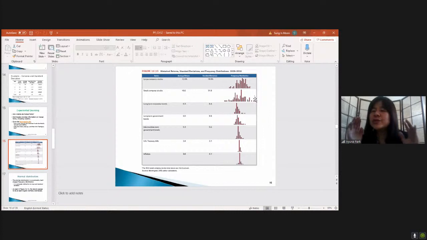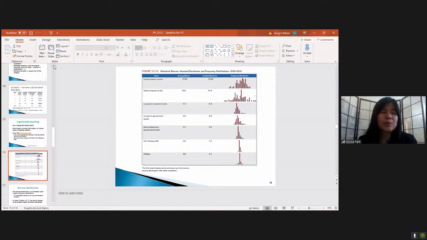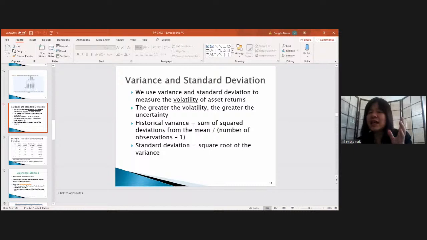So how to measure the risk, how to quantify risk in an investment? Financial economists found that we can use the standard deviation of the return distribution to measure risk. That's the idea you are learning in this chapter. That's why we emphasize variance and standard deviation calculation. We use variance and standard deviation to measure how uncertain, how volatile asset returns are. So volatility in finance measures risk.